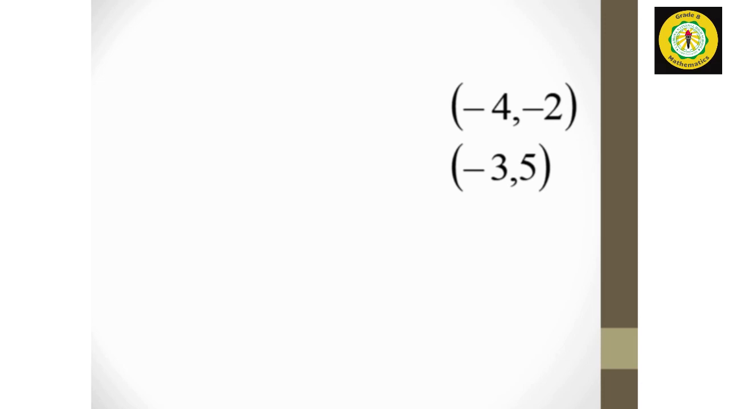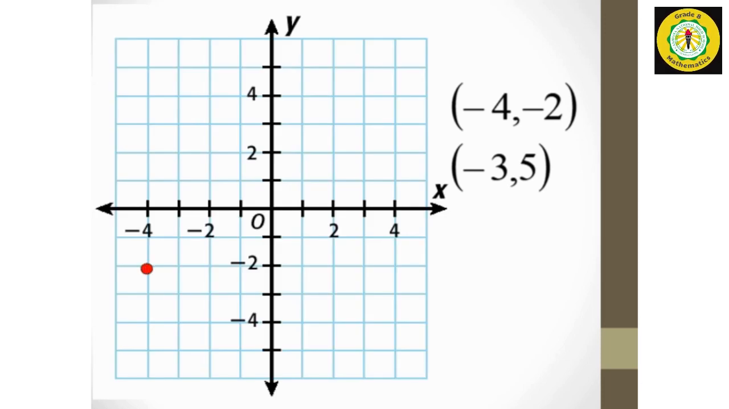Now let's plot the points. I have here negative 4 and negative 2, and point negative 3 and 5, and then connect.